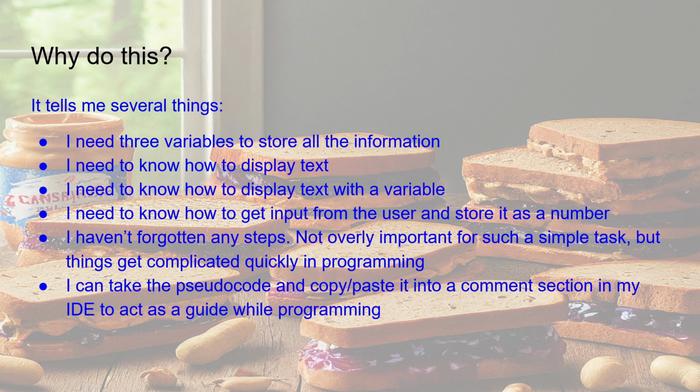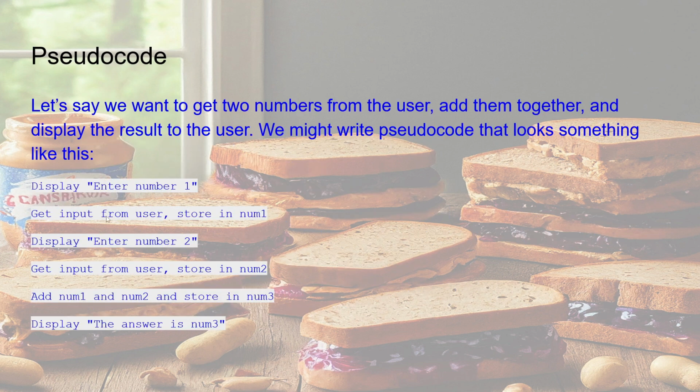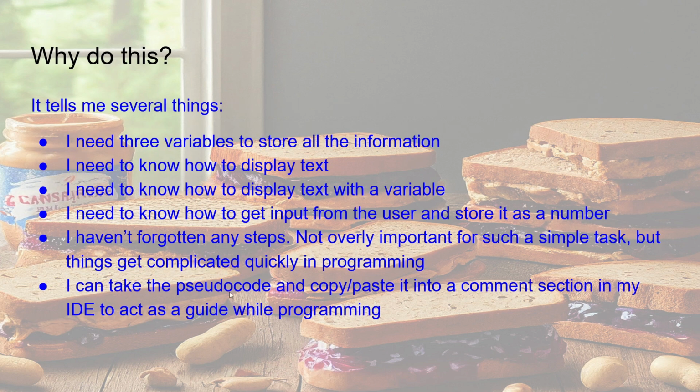So doing that pseudocode informs me of several things about this programming task. I need 3 variables. If I go back, I can see that I'm storing something in a variable here, storing something in a variable here, storing the result in a variable here. So I know that I'm going to need 3 variables. Whatever language this is being written in, I'm going to need to know how to display text. I am also going to need to know how to display text with a variable.